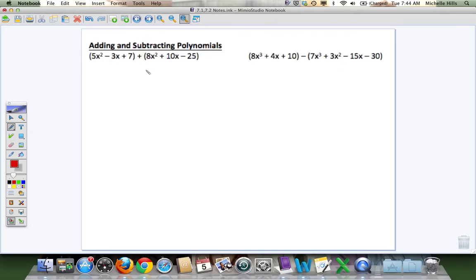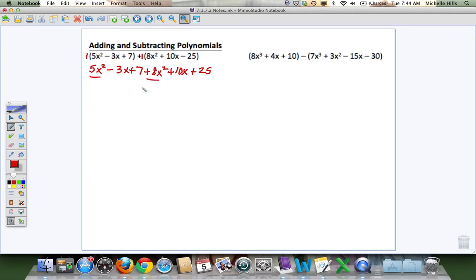To add and subtract polynomials, first we need to get rid of these parentheses. And if you don't see a number in front of them, it's like a 1. So the first thing I would expect you to do is to distribute, in this case, positive 1 to each set of parentheses. And yes, this is required work. 5x squared minus 3x plus 7. Distributing a positive 1 to the second set of parentheses is going to give me plus 8x squared plus 10x plus 25.